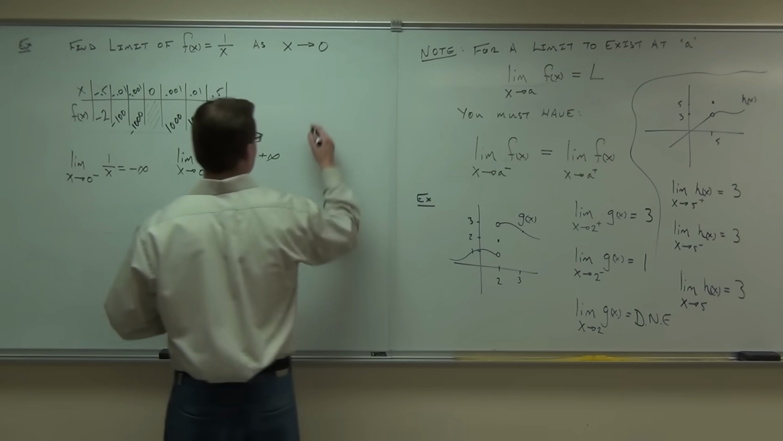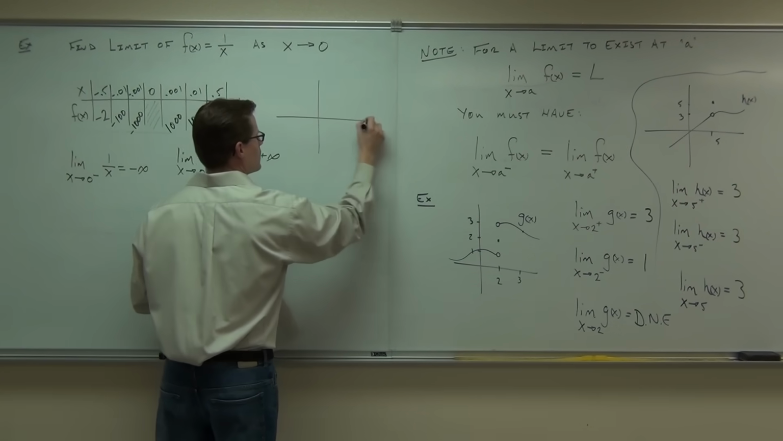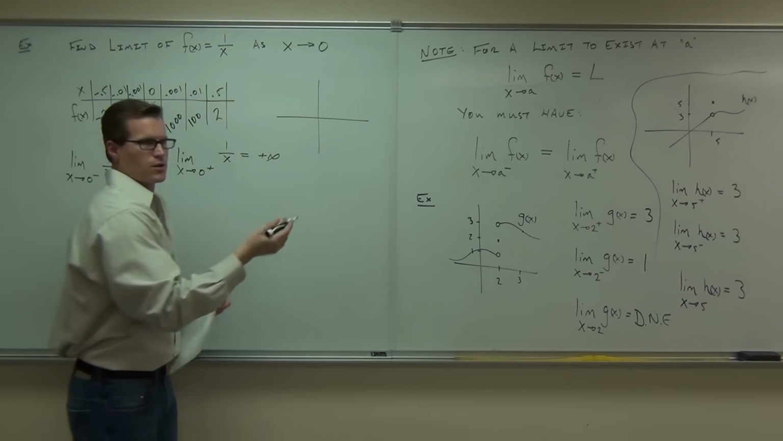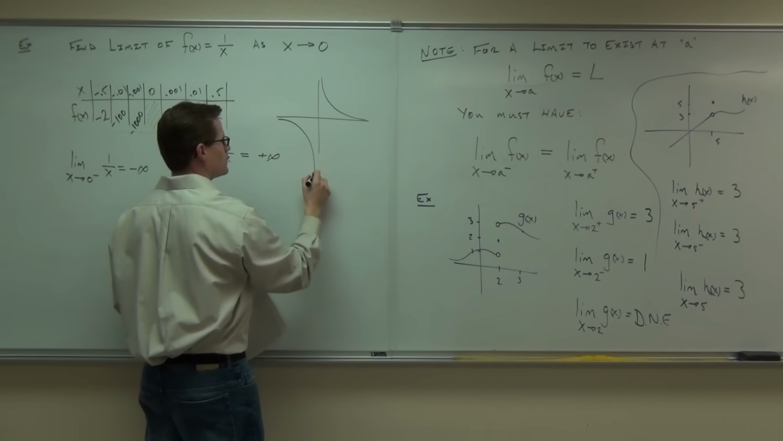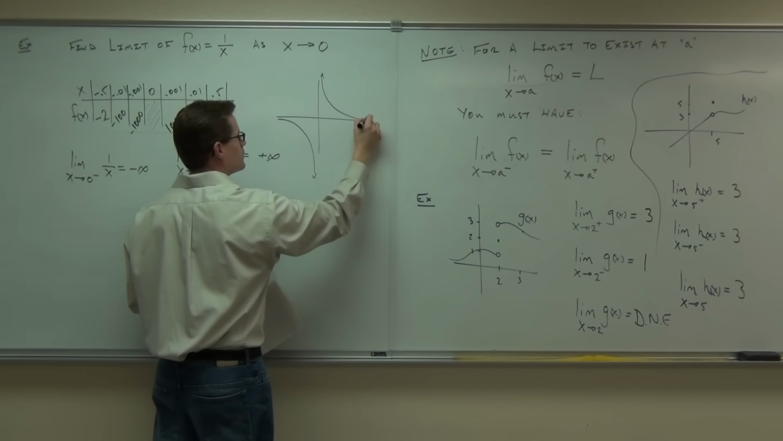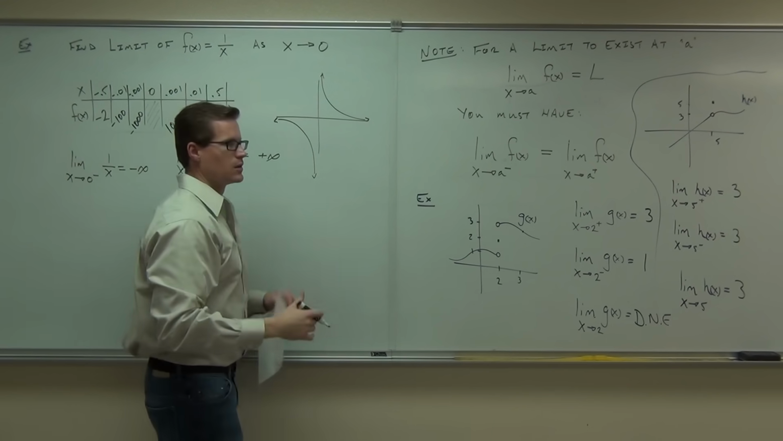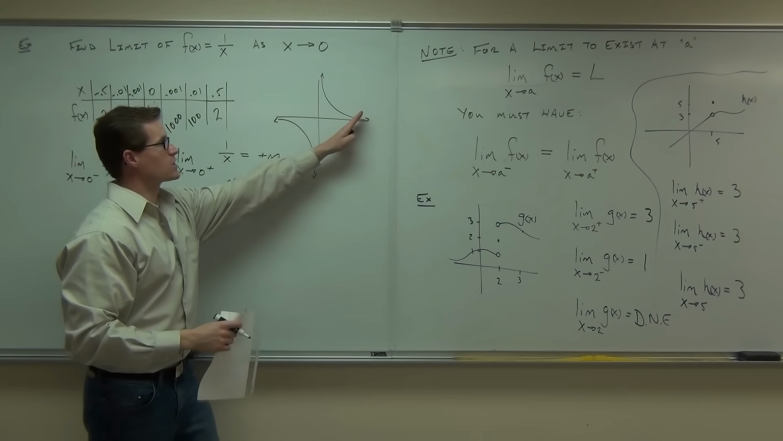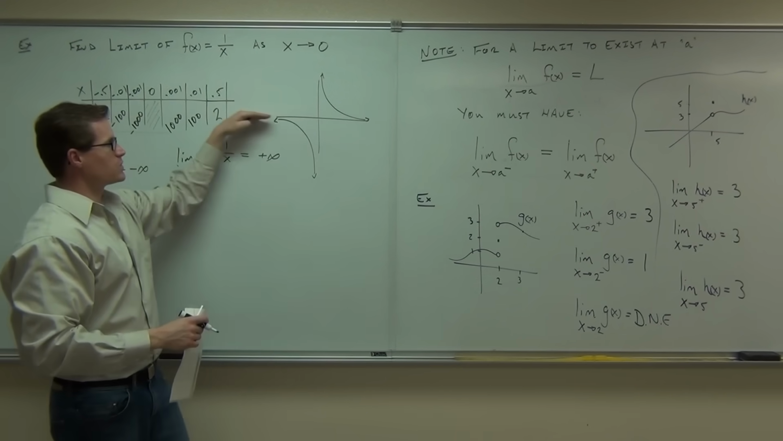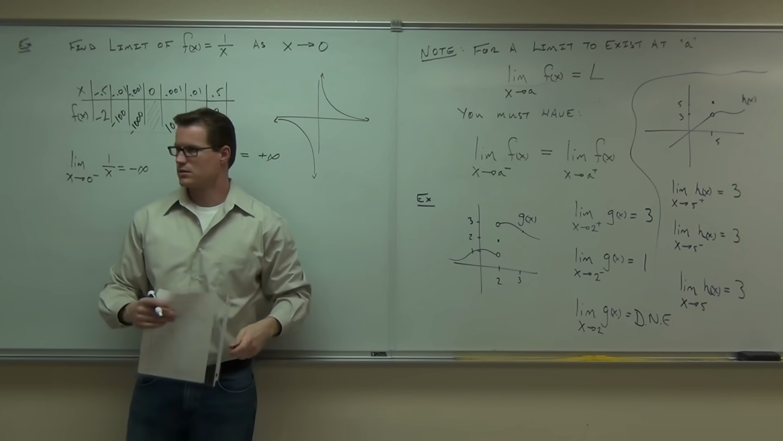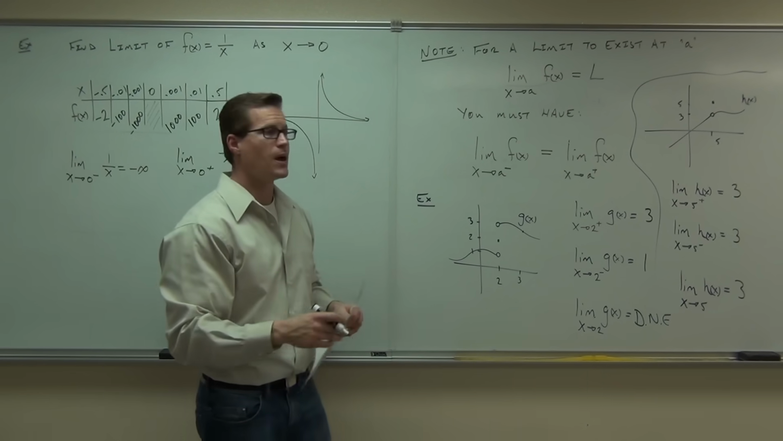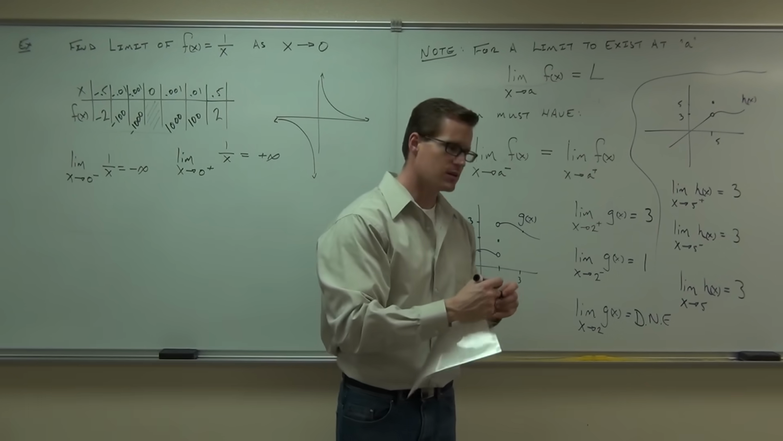In fact, you can see this from the graph. If you graph 1 over x, your calculator or whatever you graph it on is going to look like this. You can see as we get towards 0, it's skyrocketing. As we get towards 0, it's really going into an abyss, right? So it's not going to be the same thing. But this leads us to a couple ideas.